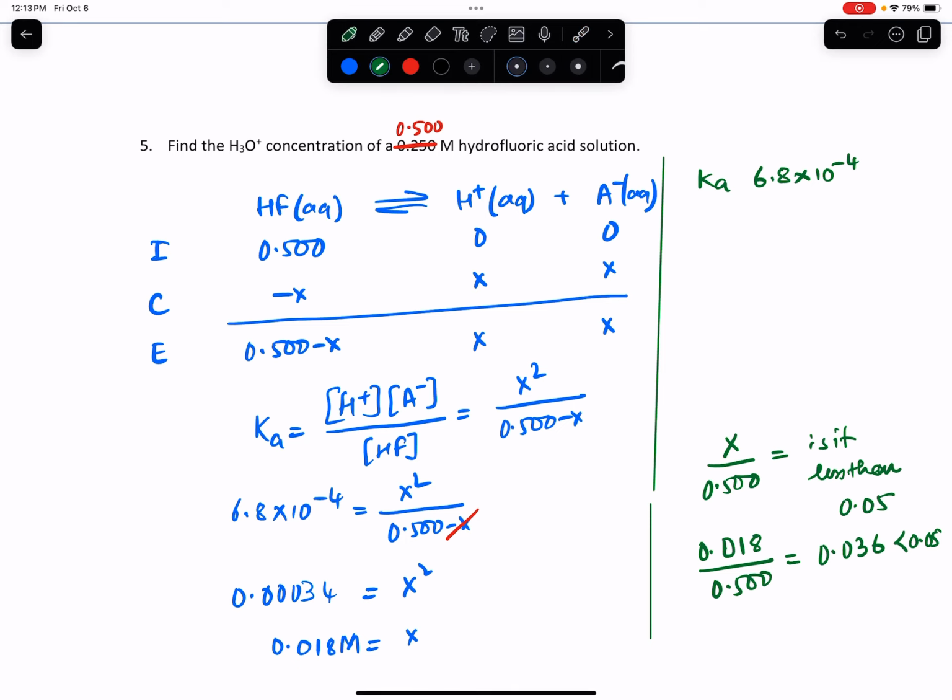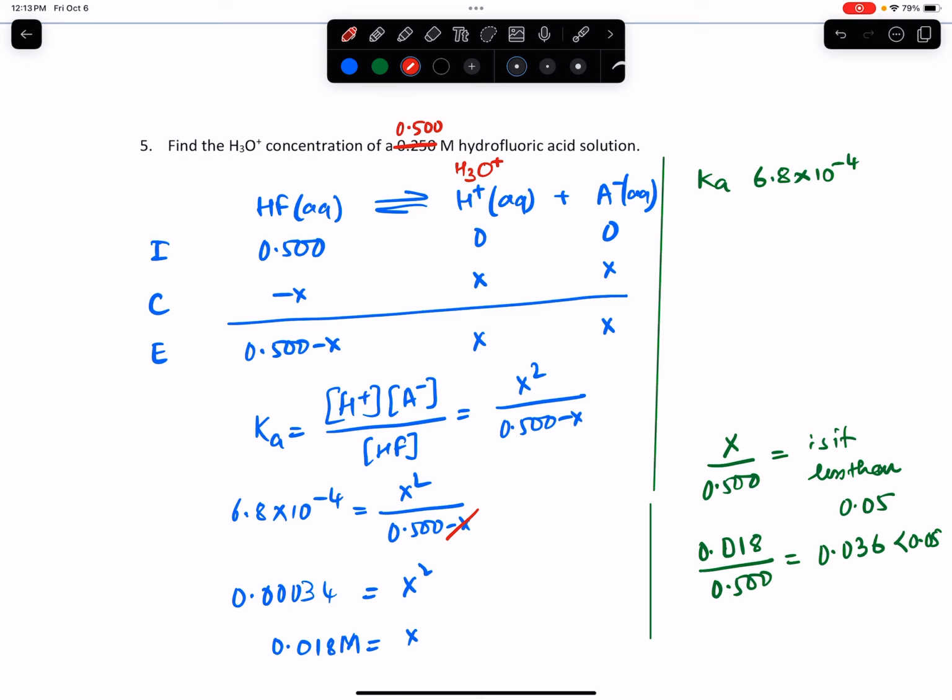All right, one last thing to mention before we wrap this up. When a problem gives you the H3O plus ion concentration, notice carefully how I wrote the ionization of the acid as H plus aqueous. This is the same, let's write that in red out here, as H3O plus.